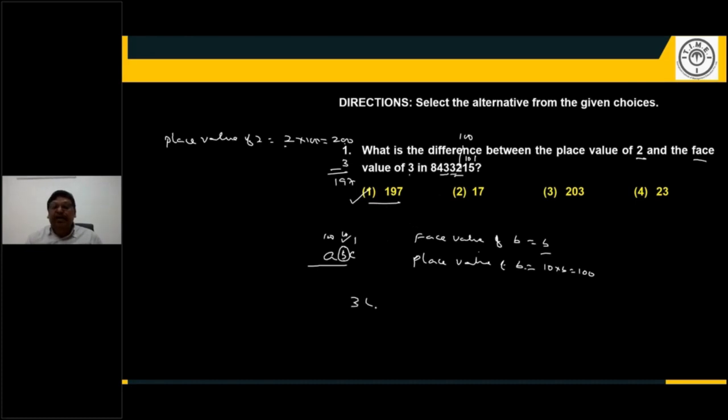Suppose I have a number 346. What is the face value of 3? The face value of 3 is 3. What is the place value of 3? This is ones place, tens place, hundreds place. It is the hundreds place, so I can say 100 into 3. Yeah, I think the server is a little slow. The place value is 300. Clear, Shamil?